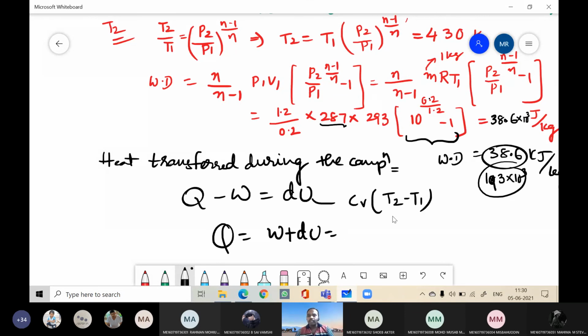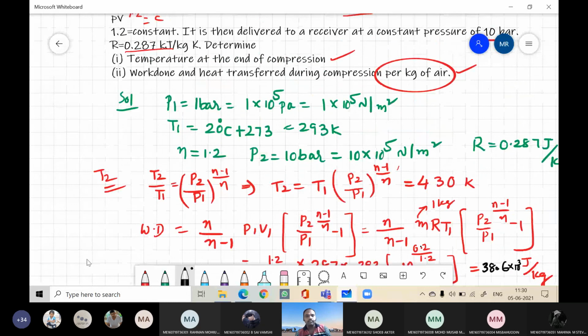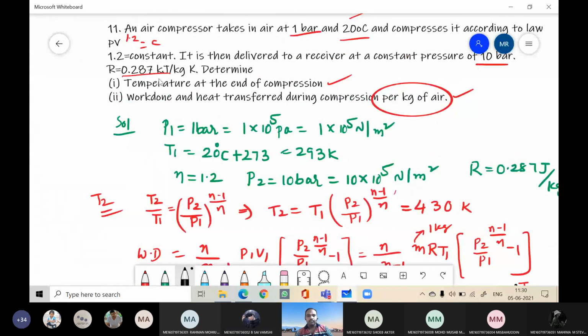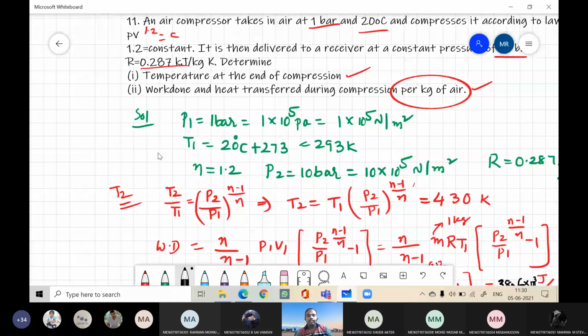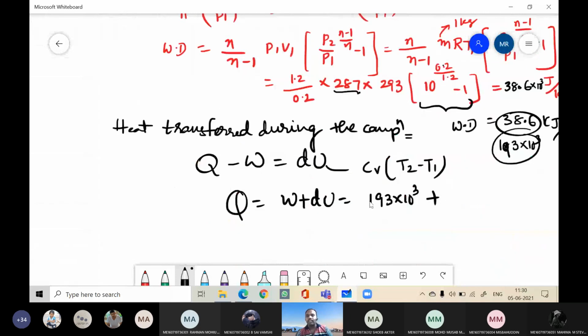W value you got it. It may be 193 or whatever it may be, you check it. So dU plus CV value. How to get CV value? Is CV value given? No, CV value is not there, right? So CV value we can remember as 0.7, or else we can do one thing. CP value 1.005, R value 0.287. We know that CP minus CV is equal to R. From this CV is equal to CP minus R.